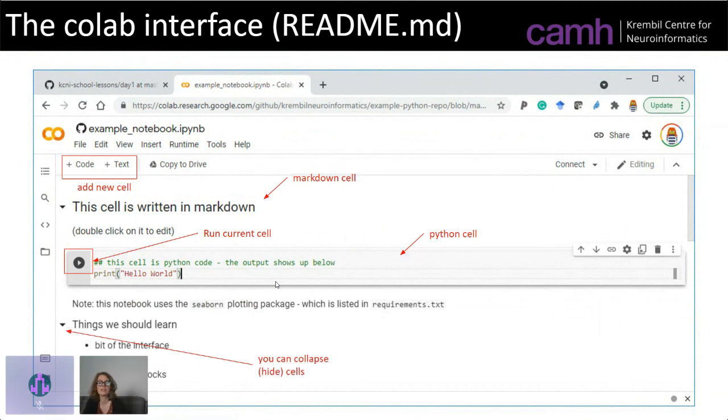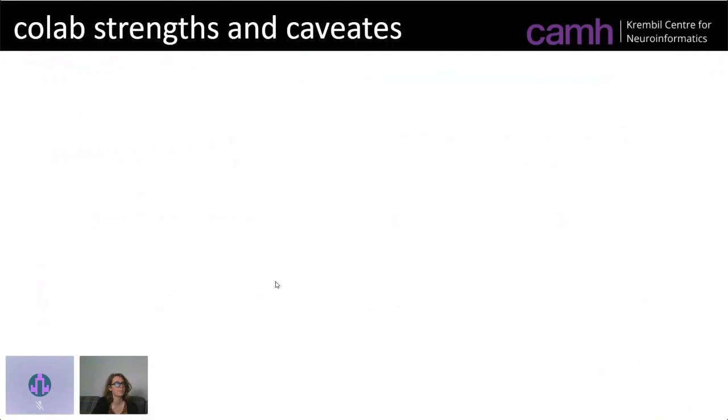Oh, and one other thing that exists in Colab but doesn't exist in Jupyter notebooks is this arrow, and it's important to notice it can hide cells. It can hide or collapse cells, kind of the same way that you can hide or collapse bits of websites.